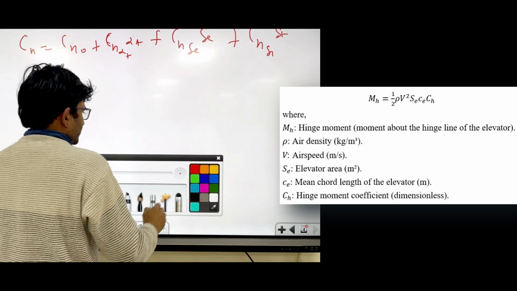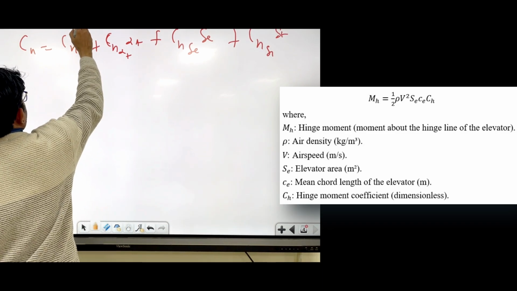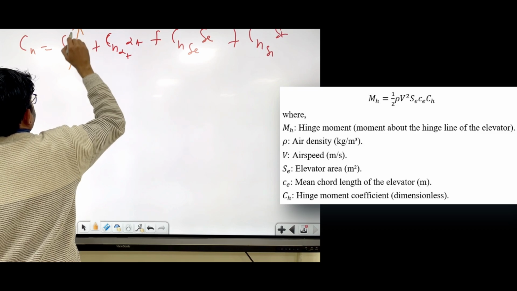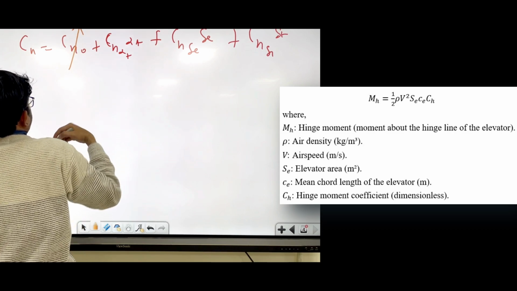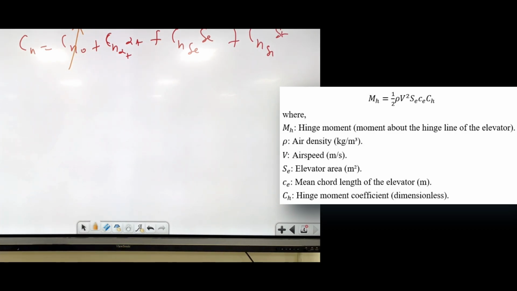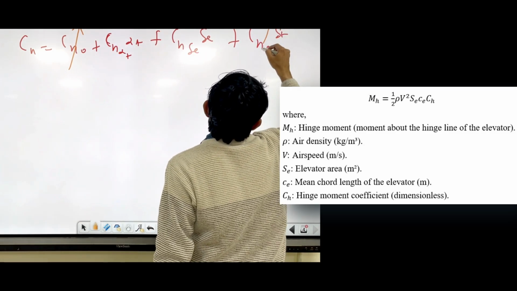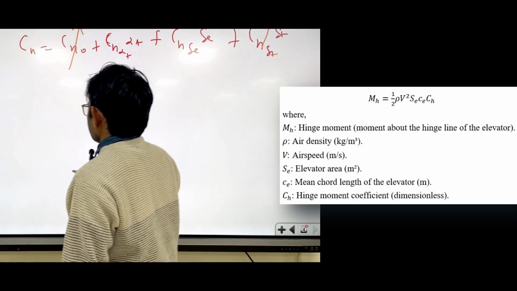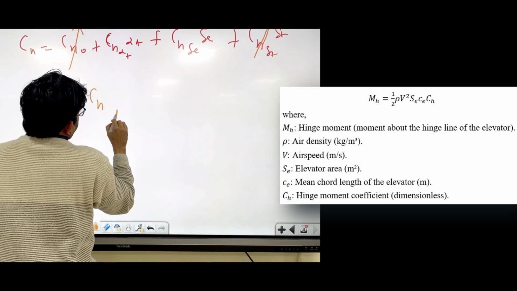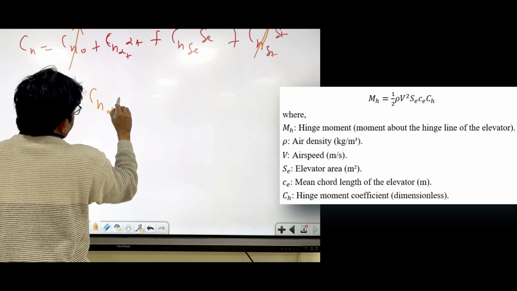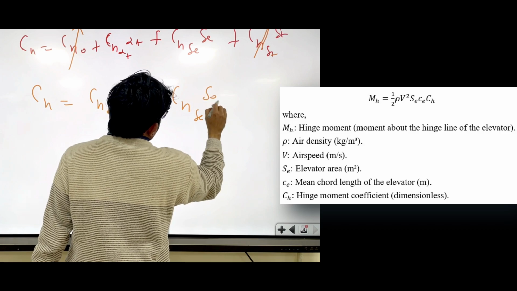But as of now, since the airfoil used to design the elevator tail is symmetrical, the Ch0 term will be 0. And as of now, I am not taking a tab into account, so the tab term becomes 0. So finally you reach this equation: Ch = Ch alpha tail into alpha of the tail plus Ch delta E into delta E.